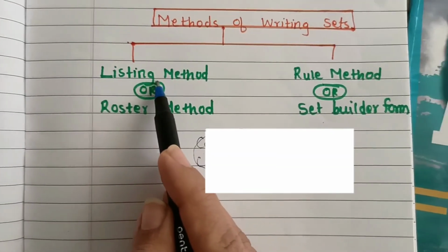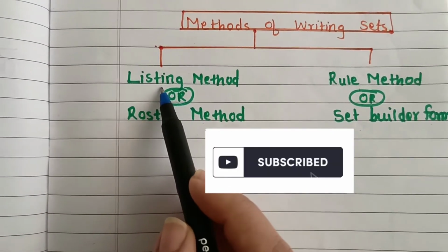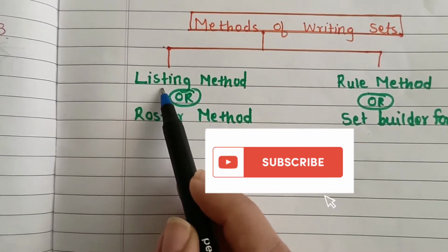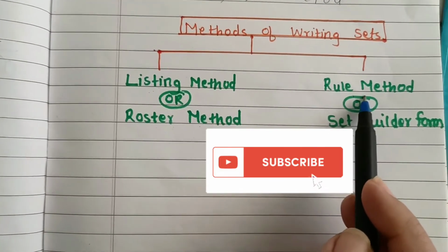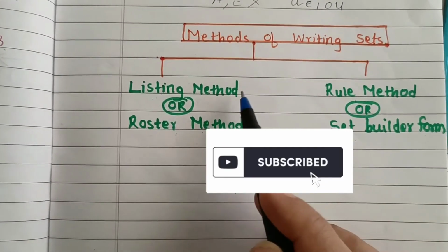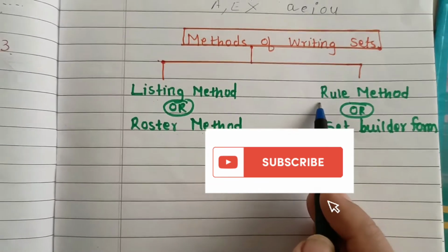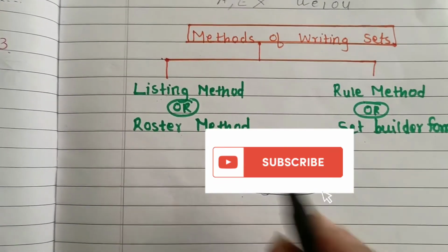Now in listing method, the name itself suggests that the elements are listed. That is why this method is known as listing method. And if you see this name, that is rule method. Here rules related to the elements which are present in this set is mentioned. So I'll give you a very common example.